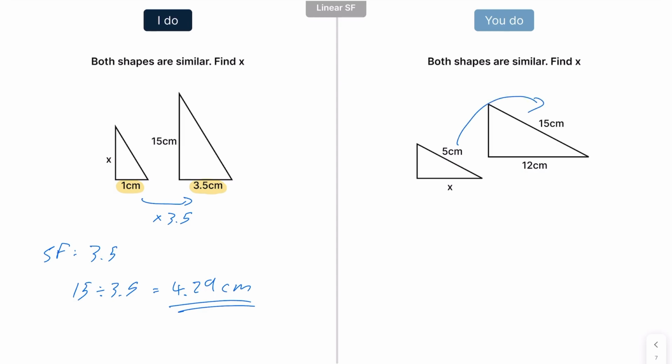So straight away, I can see the scale factor for this is 3. So if we go from there to there, we are multiplying. However, to go from here to here, when the shape is getting smaller, we are going to divide. So divide that by 3, and we get x as 4 centimeters.